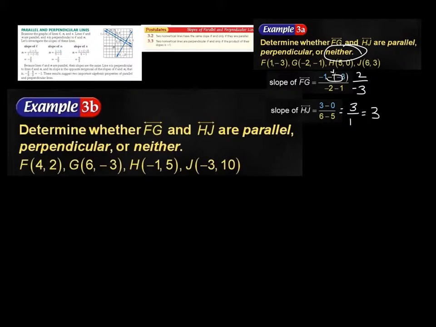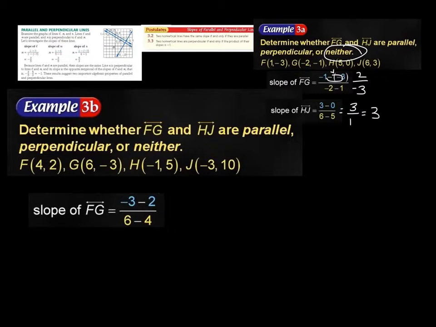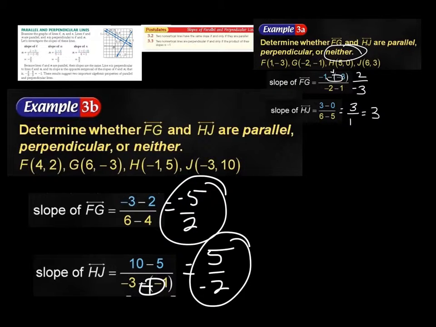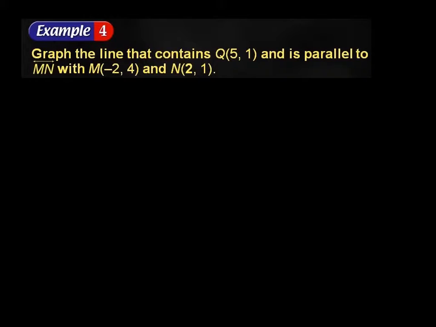So once again, we need to find the slope of both lines. -3 minus 2 is -5. 6 minus 4 is 2. 10 minus 5 is 5. And -3 minus -1, which is the same as plus 1, is -2. So they are both -5/2. So the slopes are the same. The lines are parallel.